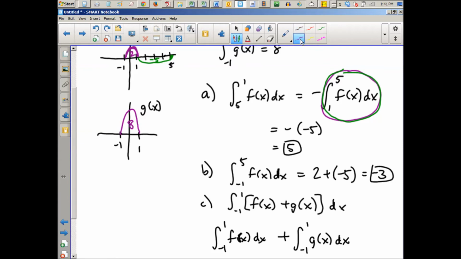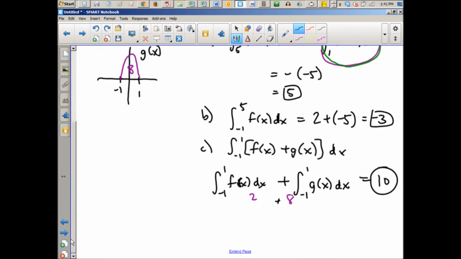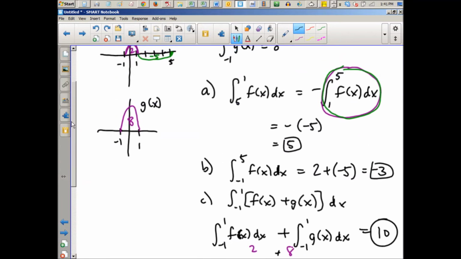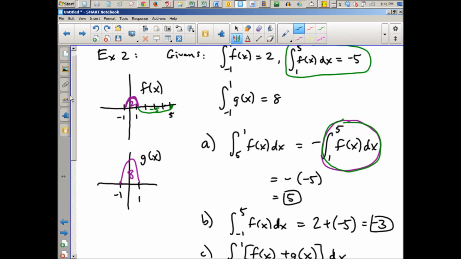So this first one is just a 2, not negative 2, just 2. And the second one is simply what? 8. So the answer is 10. Just 2 and 8. All right, let's go and look at D now. D is the integral from 0 to 1 of f of x dx. Okay, on this one, there's a little bit of a temptation here. We're trying to go from 0 to 1.